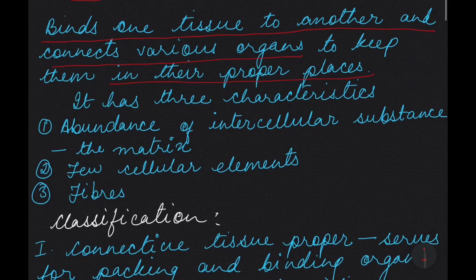Now it has three characteristics. First is they have an abundance of intercellular substance, the matrix. That means it is the ground substance. Next is it has very few cellular elements, like it does not have many cell organelles, and it has lots and lots of fibers because it has to bind one tissue to another tissue, or it has to bind the organs together.